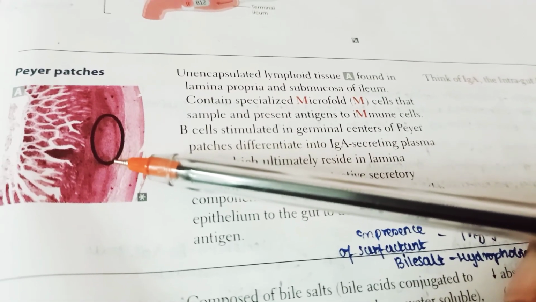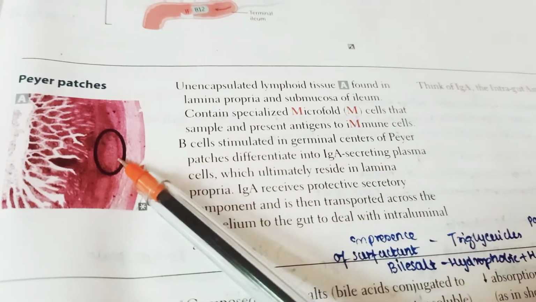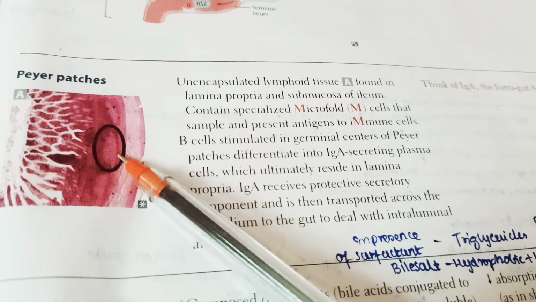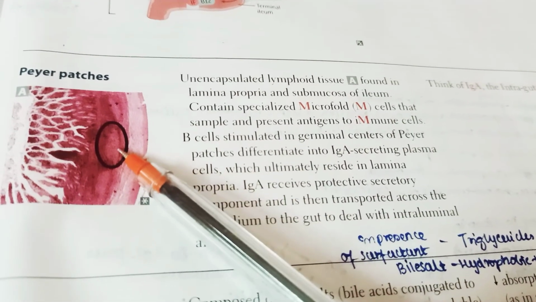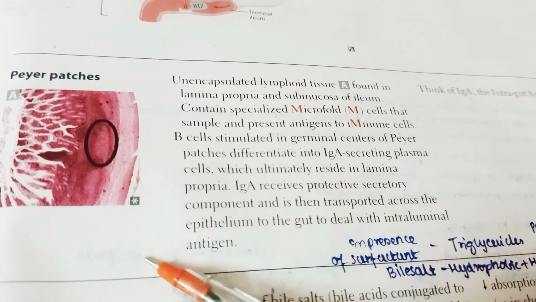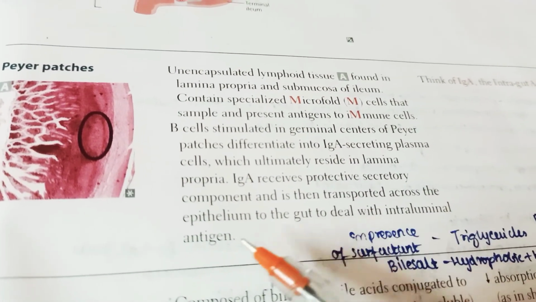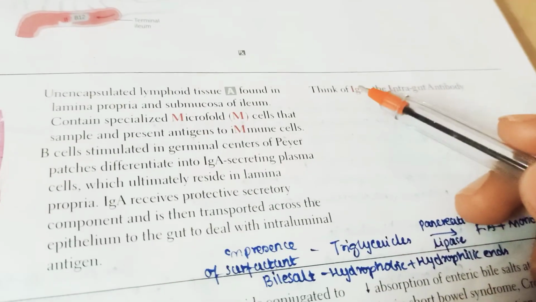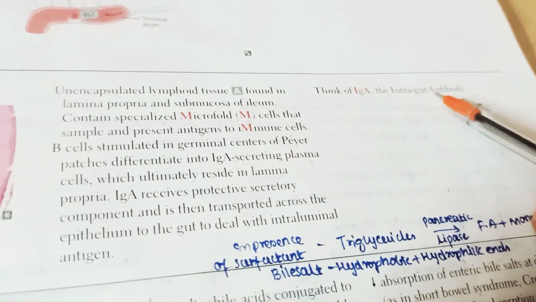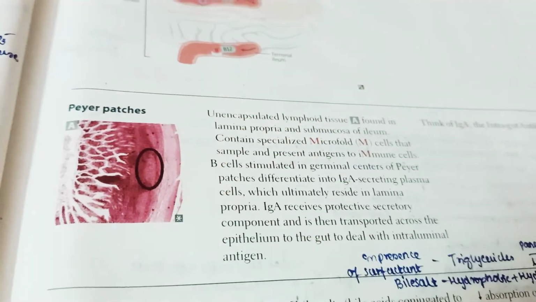So B cells are stimulated in germinal centers of the Peyer patches. They differentiate into IgA secreting plasma cells, which ultimately reside in the lamina propria. So IgA receives a protective secretory component and is then transported across the epithelium to the gut to deal with intraluminal antigen. So always think of IgA, the intragut antibody, which is present especially in Peyer patches in your terminal ileum.